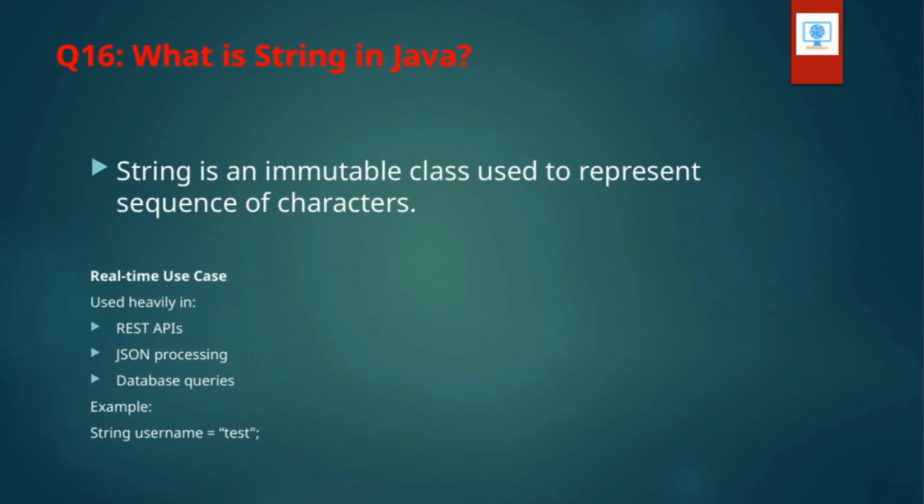To give you a quick example, you might declare a string like this: String username = "test". This simply assigns the value test to the variable username, which you can then use throughout your application. Understanding how strings are used and their characteristics helps us write more efficient and reliable code, especially when dealing with data input, output, and communication in our programs.